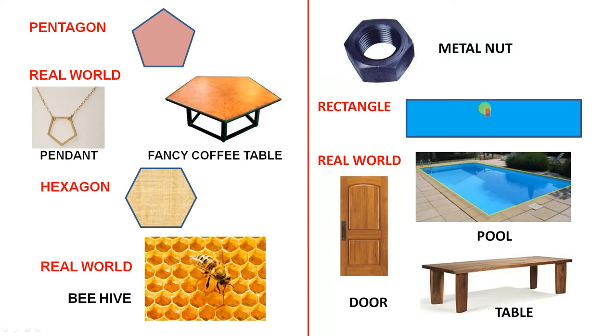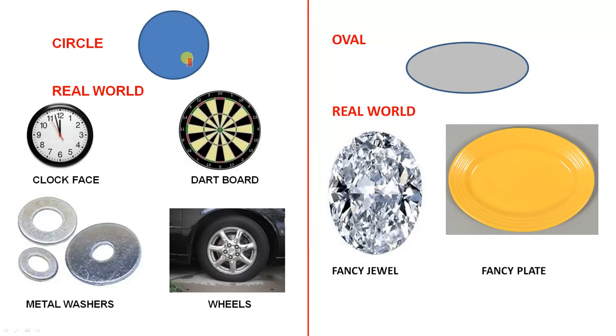As far as the rectangle is concerned, in the real world we have doors, swimming pools, or coffee tables. With respect to the circle, in the real world, you have the clock face, the dartboard, metal washers, or wheels. And as far as the oval is concerned, in the real world you have fancy jewels. There are a lot of types of jewellery which is shaped in the form of an oval, and you also have fancy plates.